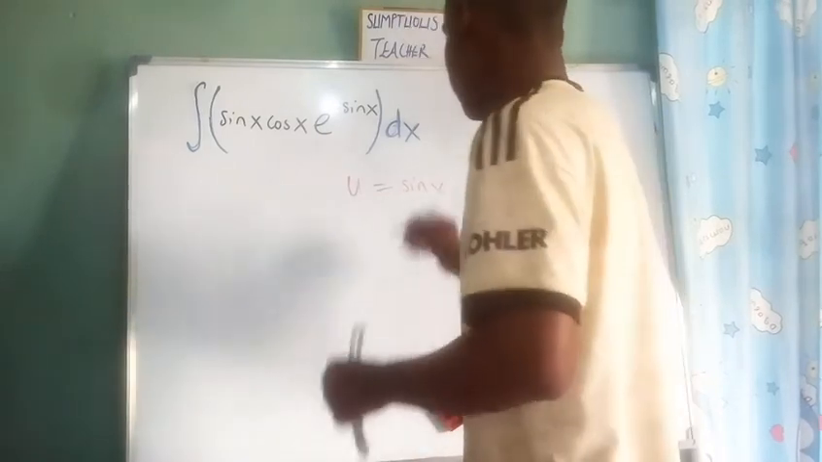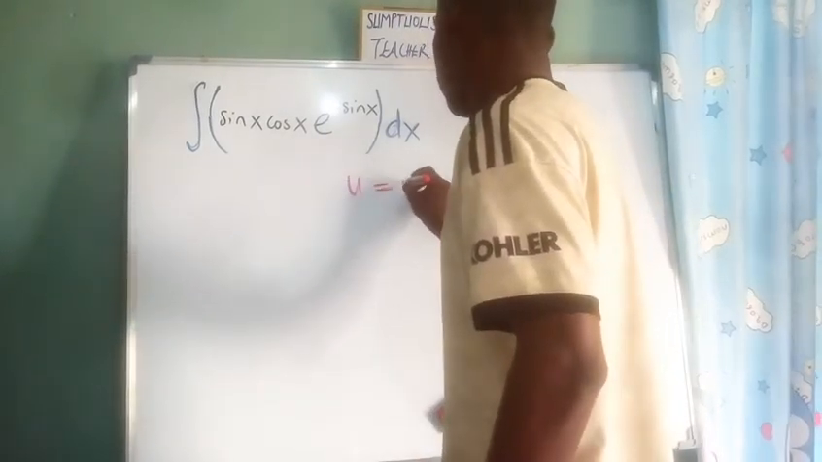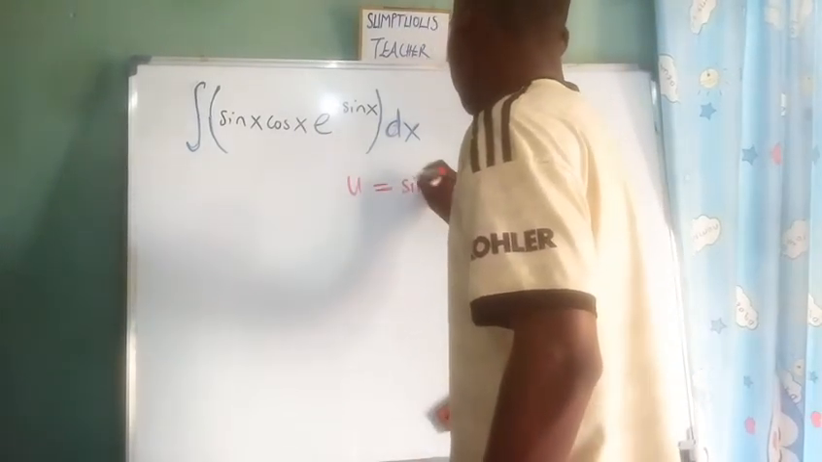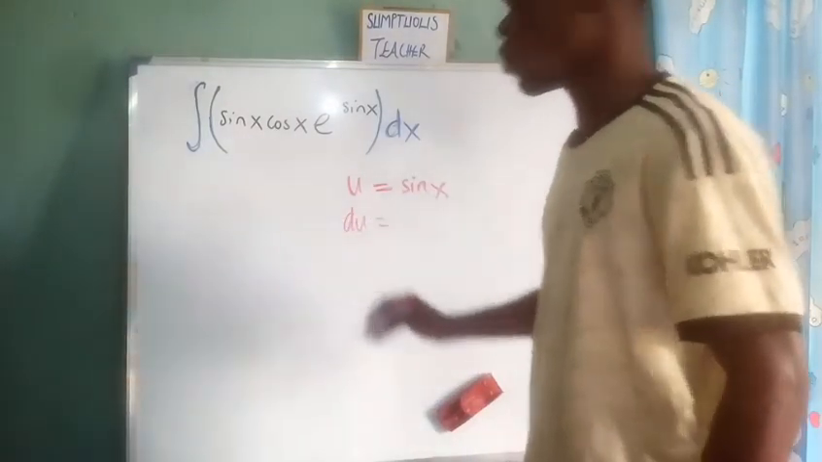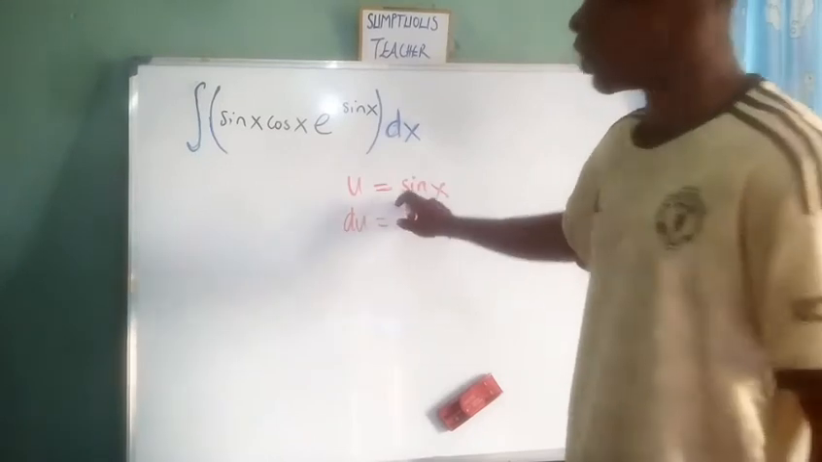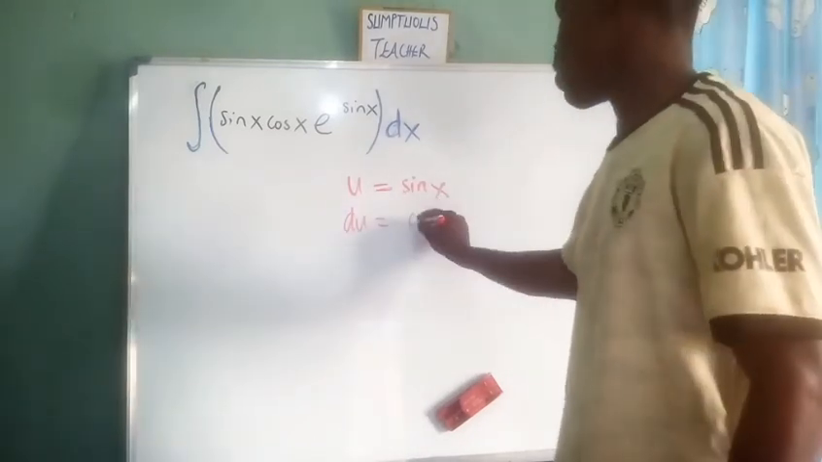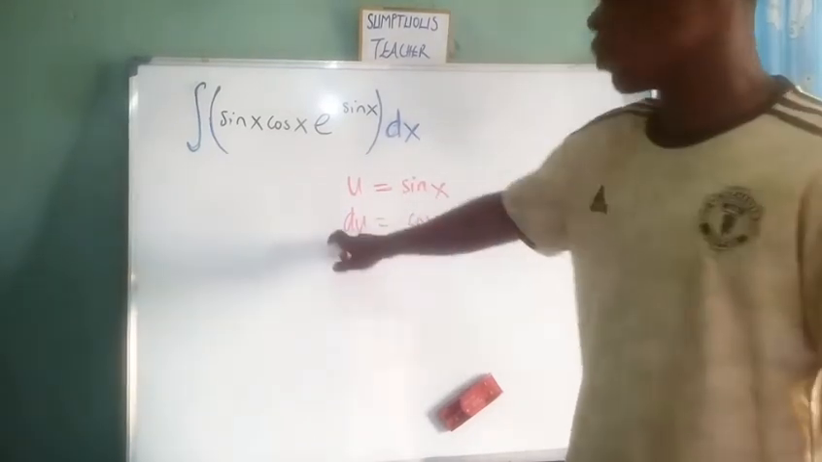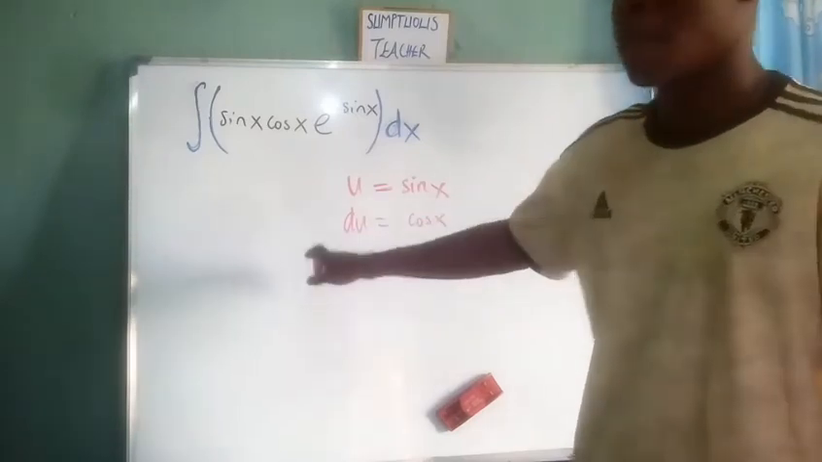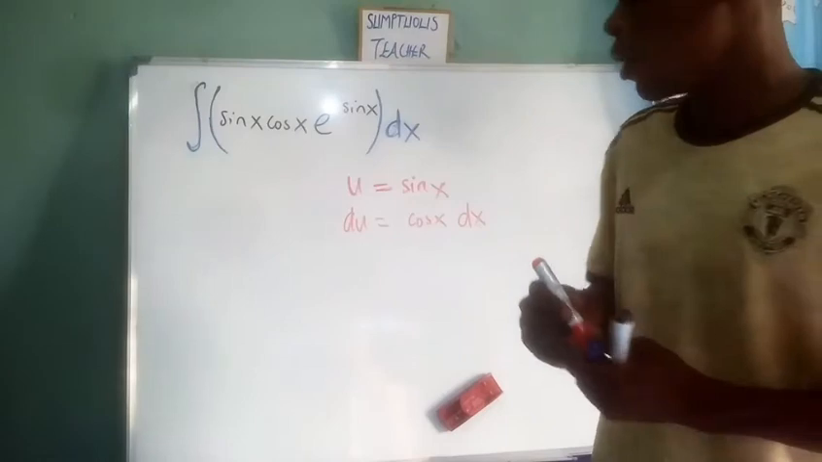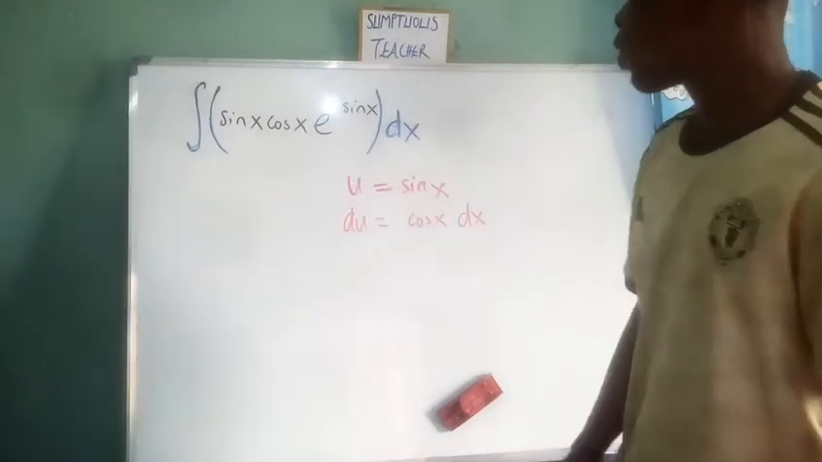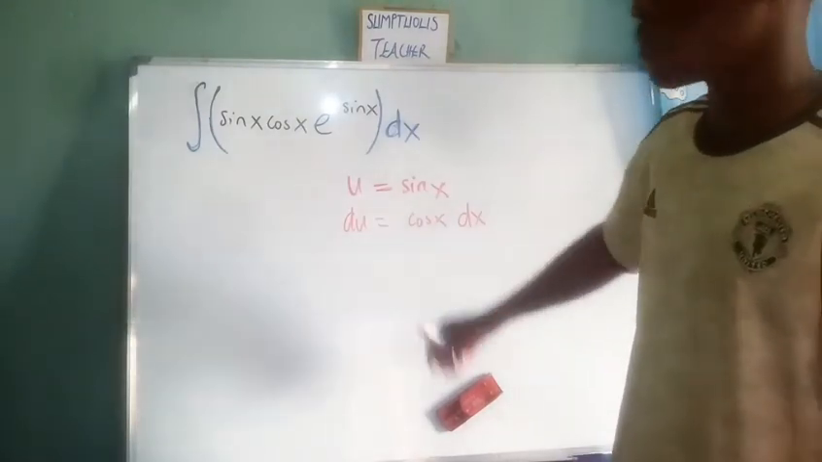Let me use a better ink. Our u should be sine of x. Okay, so in that case, we will have our du to be equal to what? We'll have the derivative of sine of x is just cosine of x. I know du dx is giving us cosine of x, so that means du will be giving us cosine of x dx. Okay, great. Now we have this.